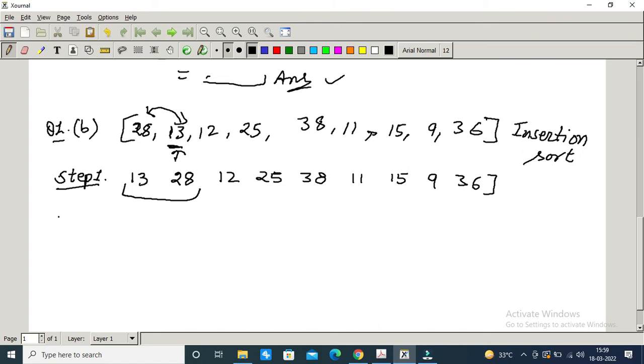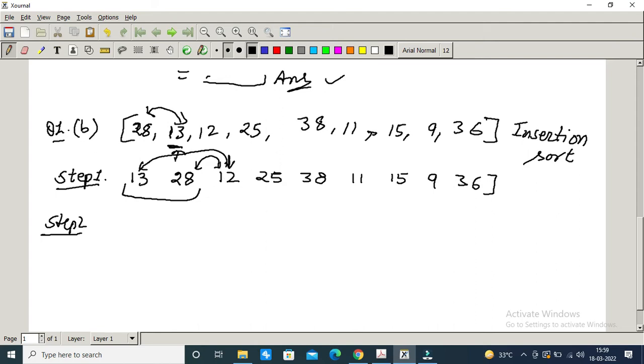Now in step 2, we compare this number, 12, first to 15 and then to 13, right? And we insert this 12 at its proper place. So this is the idea behind the insertion sort.